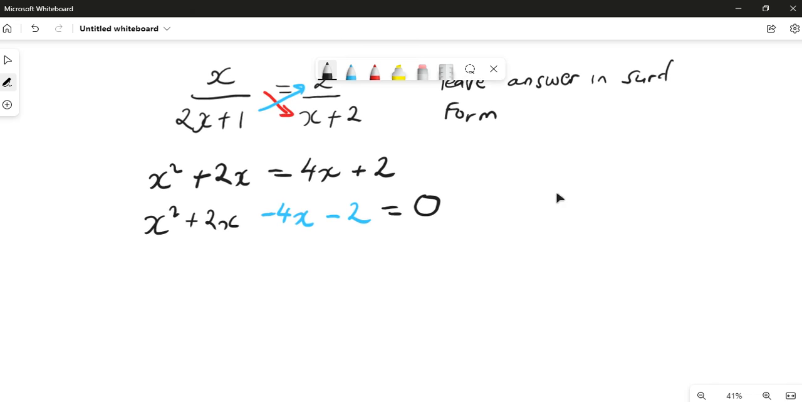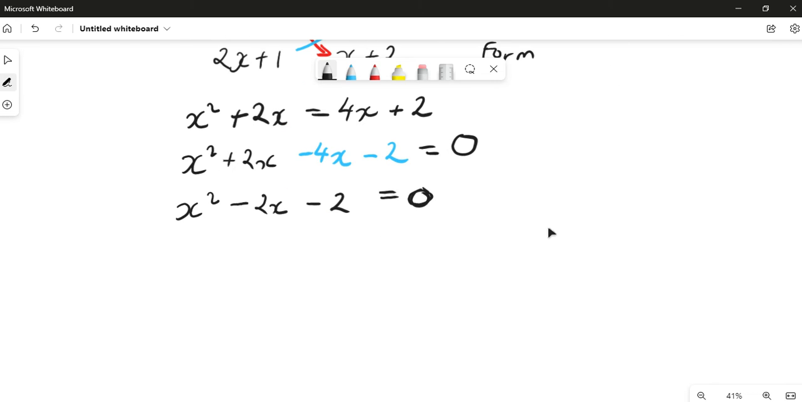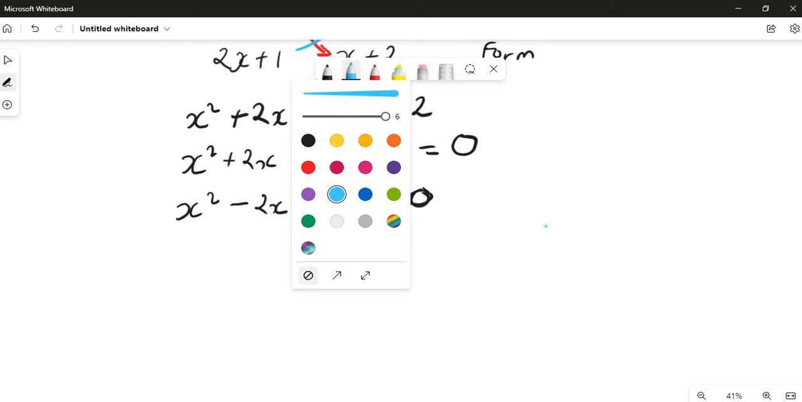As you can see here, we're about to form a quadratic equation. So 2x minus 4x gives us negative 2x. Well, x squared minus 2x minus 2 equals 0. Can we solve this one by factoring? Let us just give it a try.